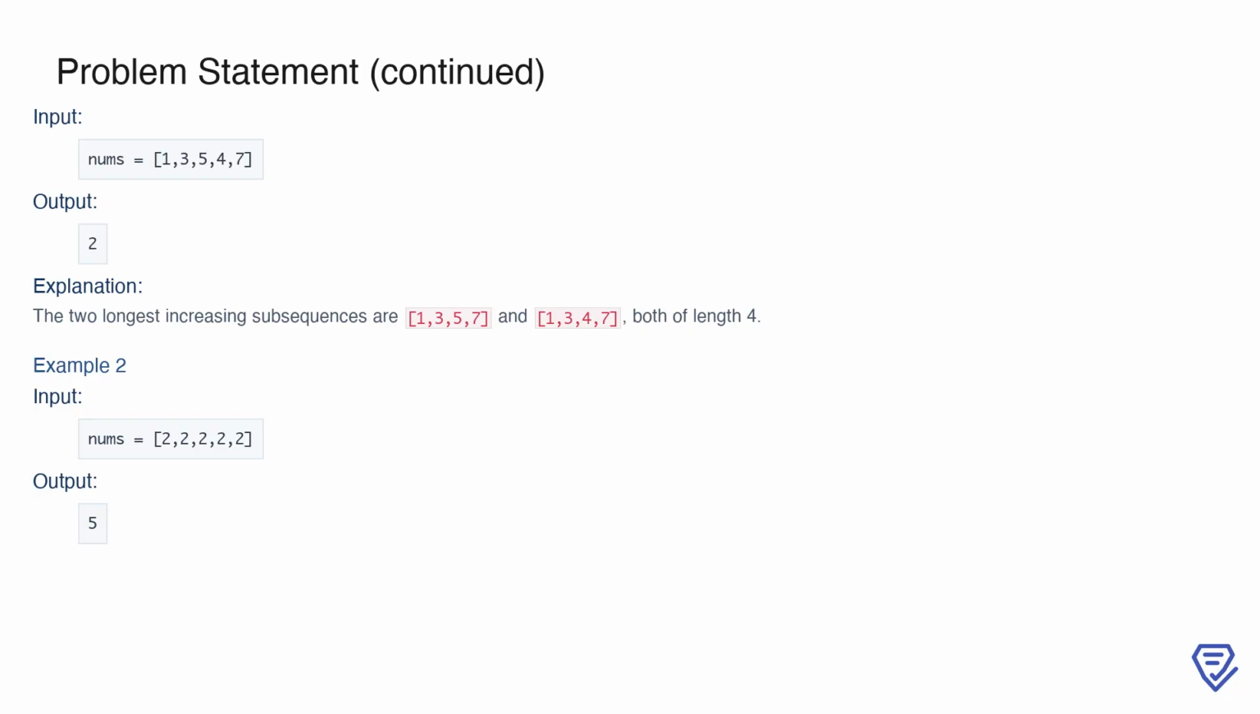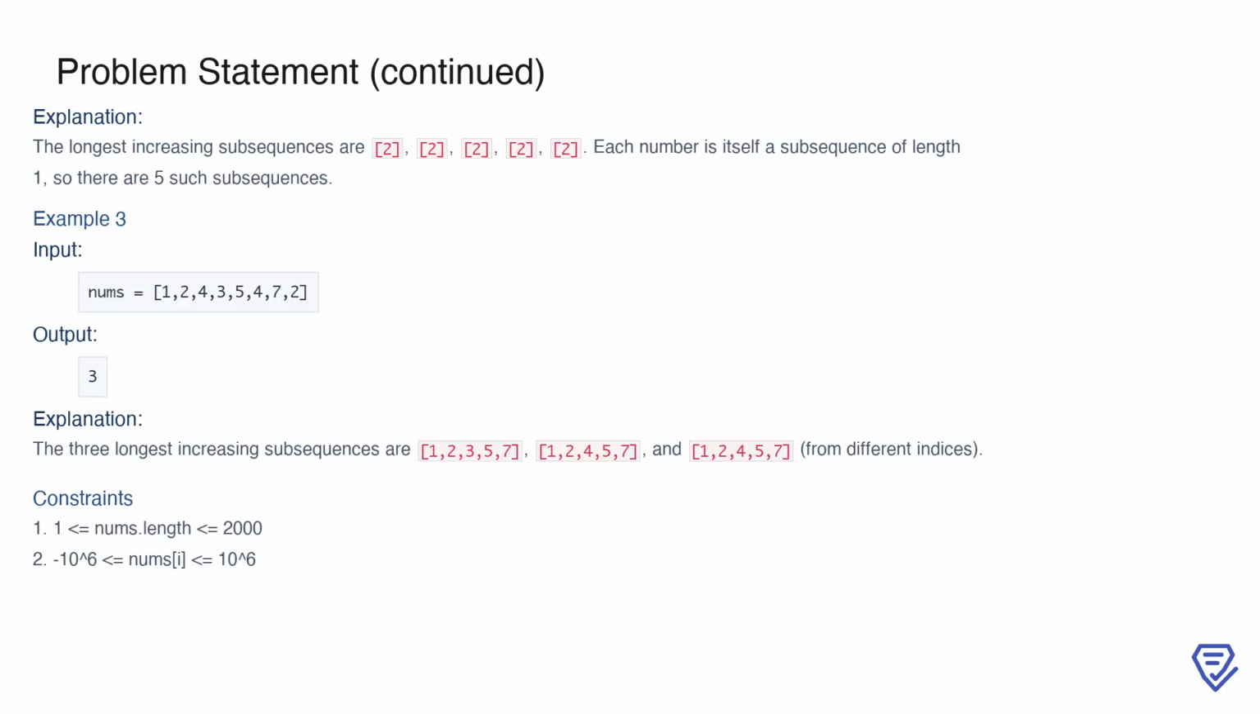Another example is nums equals 2, 2, 2, 2, 2. In this case, the output is 5, as each individual 2 forms a subsequence of length 1, and there are no longer increasing subsequences. Since all elements are the same, there are 5 such subsequences, one for each index in the array. Consider the input nums equals 1, 2, 4, 3, 5, 4, 7, 2.